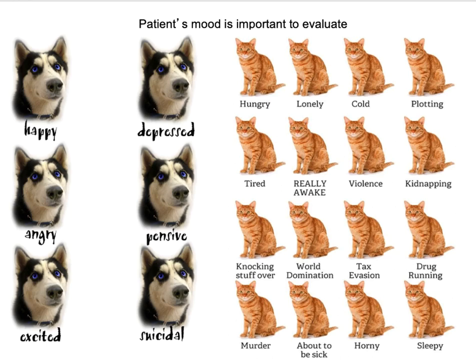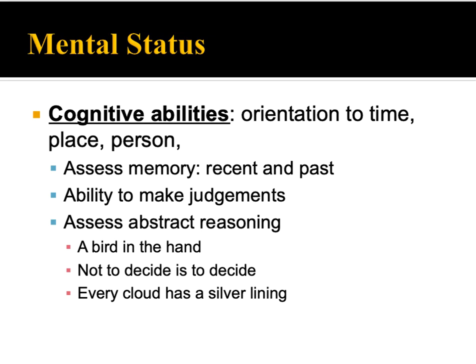So, other than moods, we also want to look at cognitive abilities. So, orientation to time, person, and place is an easy way to do it. We can also look at memory, and that includes past and recent, their ability to make judgments, and their ability to reason and do abstract reasoning. These are all components of some of the screenings that are out there, and a couple in particular that we will do, I believe it's next week, with our screening test.